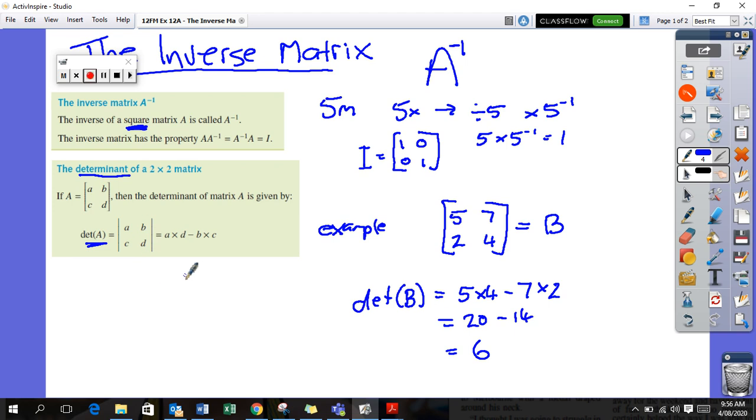That's all there is for working out the determinant. If there's anything you need to copy here, just pause the video and copy it down. If you want to copy that example, by all means do that.